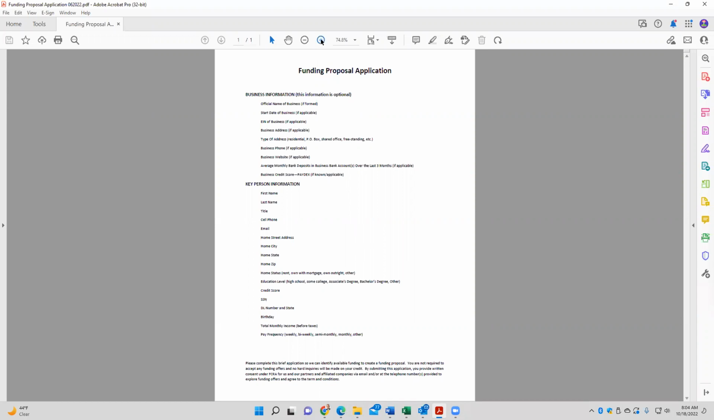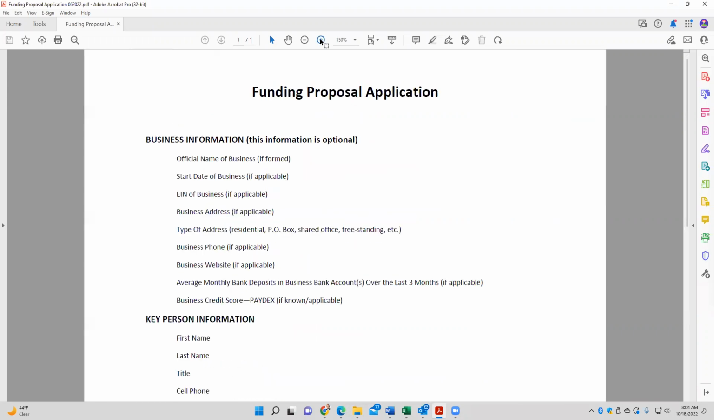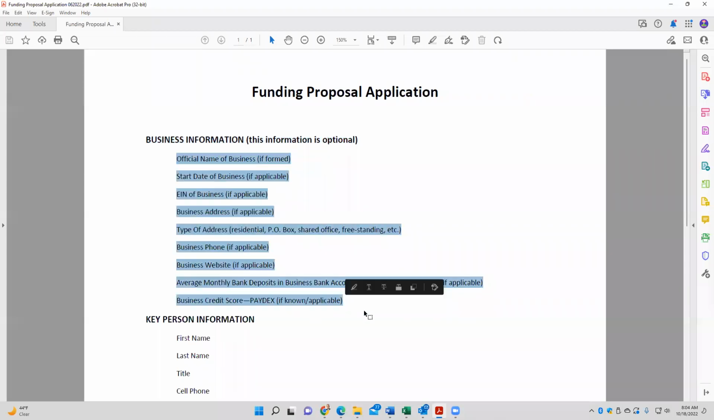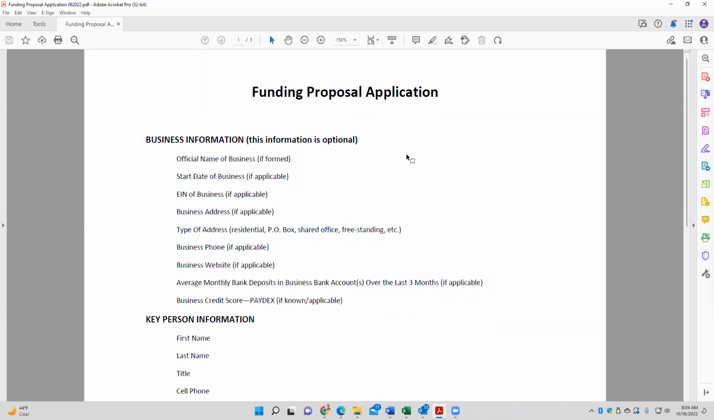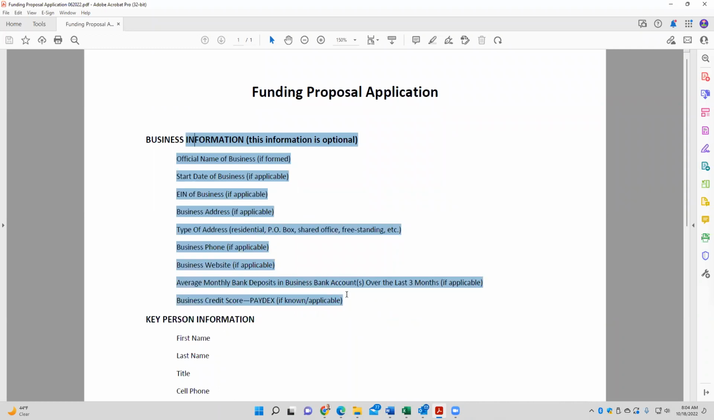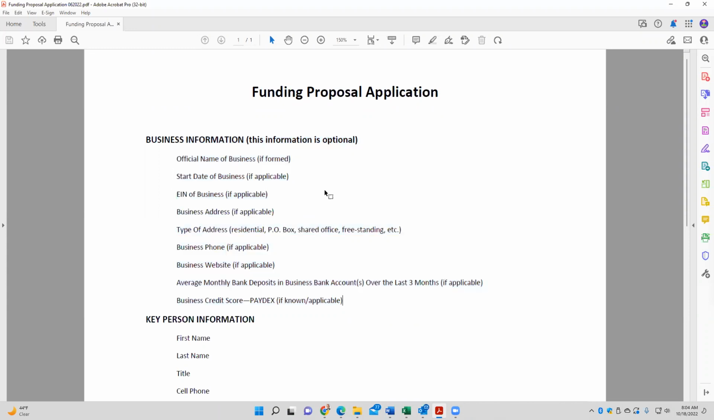Let's zoom in and look at the specific fields. The top portion is, of course, as labeled business information, and as it states, this is optional. So if they don't have a business yet, if they don't have any of this information yet, it's okay. It's a very easy form. Of course, when they receive it, there's blanks on each to fill in. This is the template. But the bottom line is if they don't have any or all of this information, it's okay. They can still complete the form. We can still move forward.